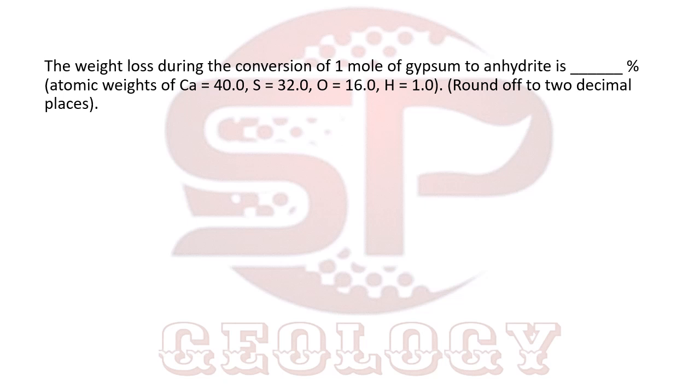So the weight loss during the conversion of 1 mole gypsum to anhydrite is dash percent. Gypsum has the chemical formula CaSO4·2H2O. When it is converted to anhydrite, it becomes CaSO4 plus 2H2O. So here 1 mole of gypsum is converting to 1 mole of anhydrite. So I have to calculate the weight, and then we can calculate the loss of weight.